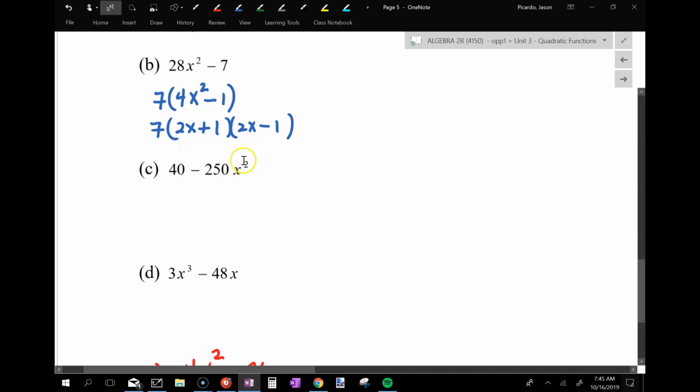Okay. And then I have an x squared. Is that going to be part of my GCF? No, because there's no what? X squared here. So I have a 10. All right. 10 goes into 40 4 times. 10 goes into 250 25 times, and there's still the x squared that stays.